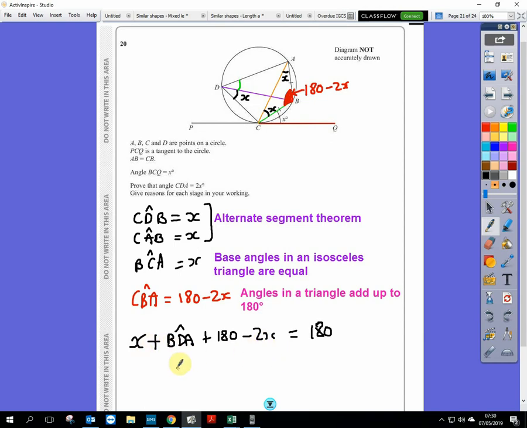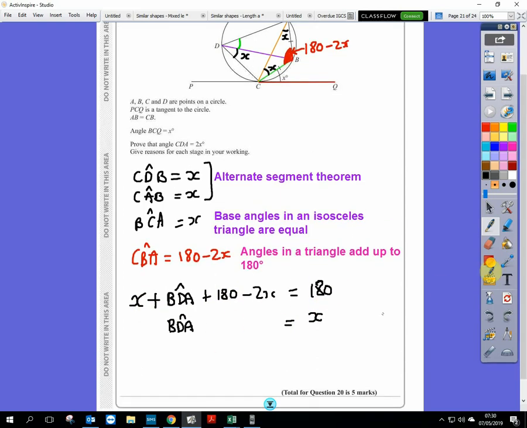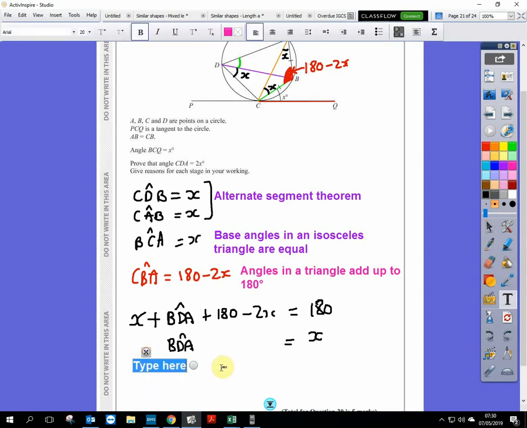So what do we have here? If we tidy this up, we have BDA, so I have x minus 2x, which is minus x. Take that to the other side, so it becomes x. Subtract 180 from both sides, so BDA equals x. Now the reason that I've used there is opposite angles in a cyclic quadrilateral add up to 180 degrees.